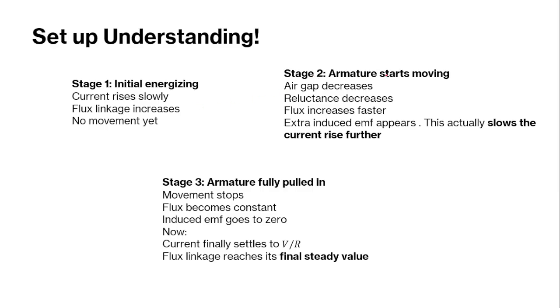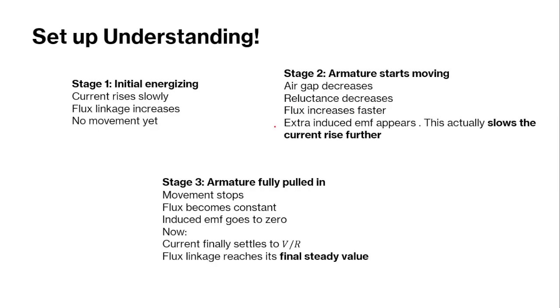And then two, the armature starts moving. What happens is the air gap decreases. We know that because it's moving up. If the air gap decreases, the reluctance will decrease, because if you have less air, the reluctance will be less. So the smaller the air gap, the less the reluctance. And if you decrease the reluctance, the flux will increase faster, because you know from before, current gives you more flux and more flux gives you more flux linkage. Which is why the flux increases faster.